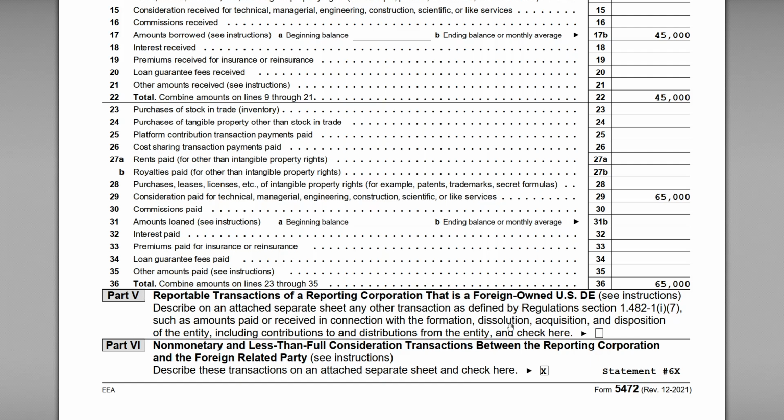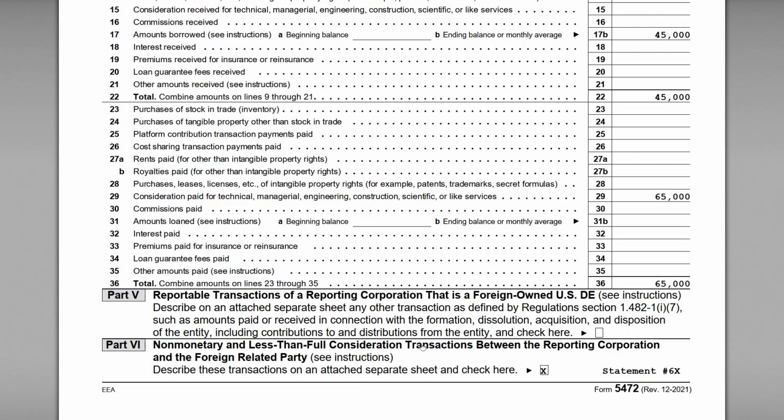Now, part 5, this is blank, very similar to that question on page 1. This is included if we're filing it for a foreign-owned U.S. disregarded entity. In this case, this is not a foreign-owned U.S. disregarded entity. This is a foreign-owned regarded entity, so it's a U.S. domestic corporation, so we're leaving this blank.